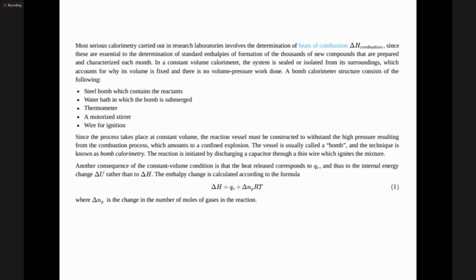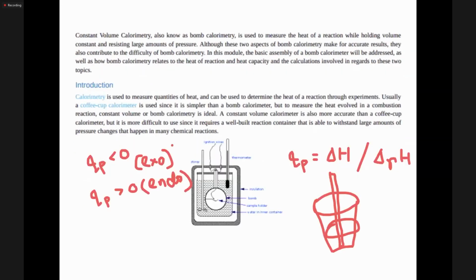Now, most serious calorimetry that will be carried out in these laboratories will have to determine the heat of combustion, or delta H combustion, since they are essential to determine the standard enthalpy of formation of many new compounds that are prepared and characterized. So in a constant volume calorimeter, the system is sealed, or completely isolated from the surroundings, which confirms that the volume is fixed and no pressure-volume work is done. As you see over here, the complete container is sealed, so there will be no change in the volume of the mixture or the system.